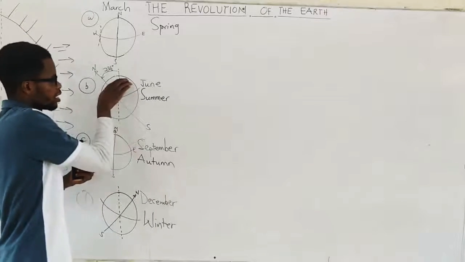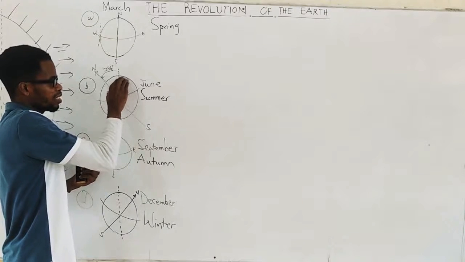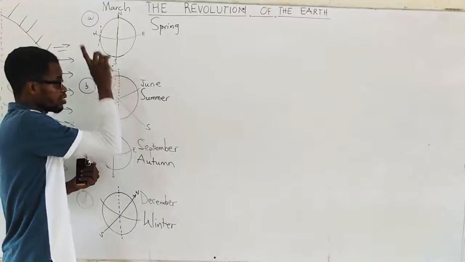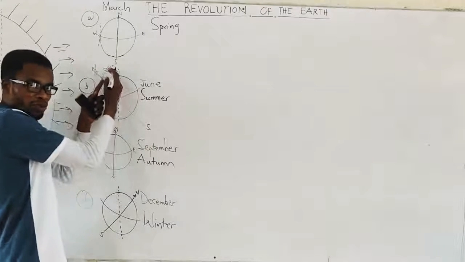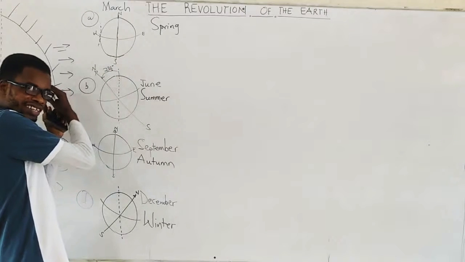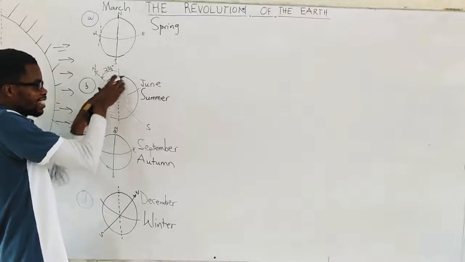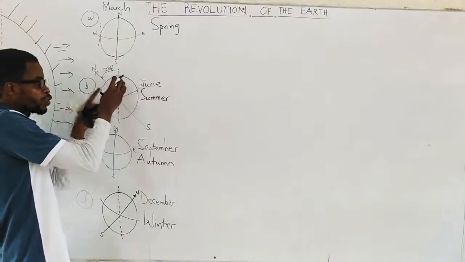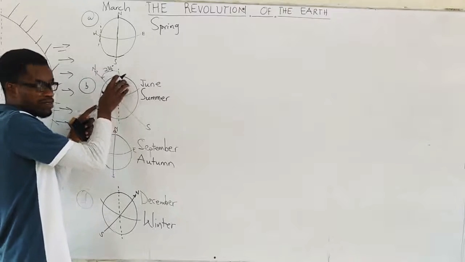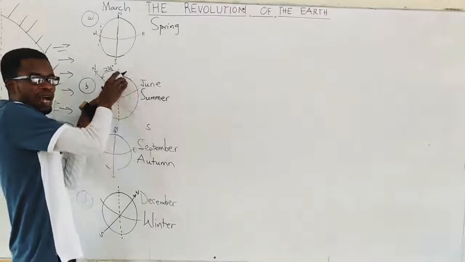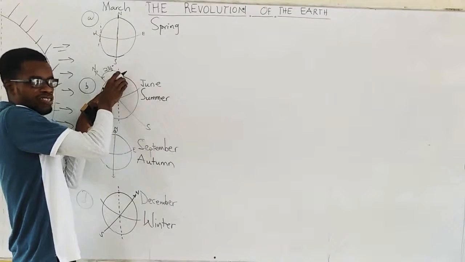So, in the areas of the northern hemisphere, this is what is going to happen. Because the North Pole has tilted closer to the sun, and this area is experiencing or enjoying more of the daylight or sun rays or sunlight, this particular area will experience longer days and shorter nights.